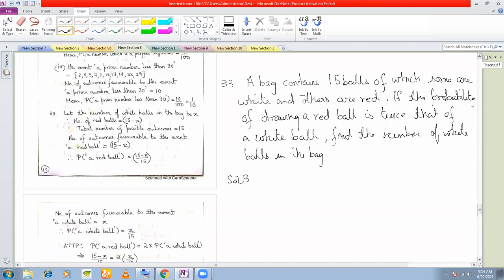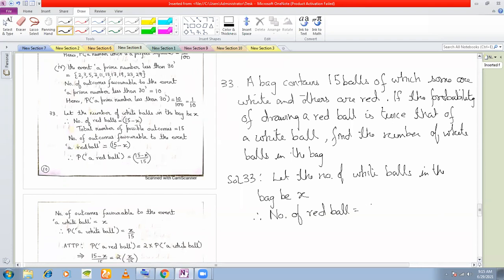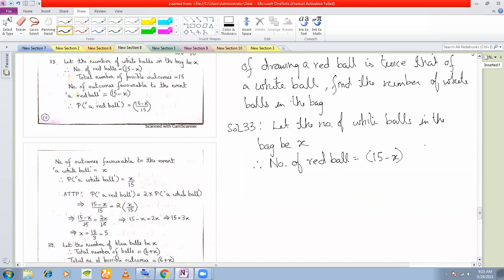I'll start by saying, let the number of white balls in the bag be x. Therefore, what is the number of red balls? The total number of balls is 15. The number of red balls will be 15 minus x, right? So if you see this bag here, it contains x white balls and it contains 15 minus x red balls.